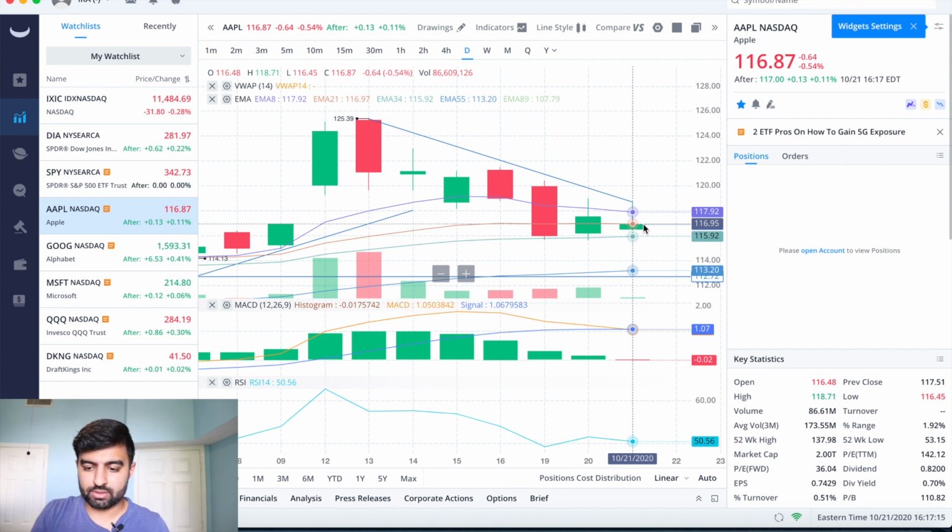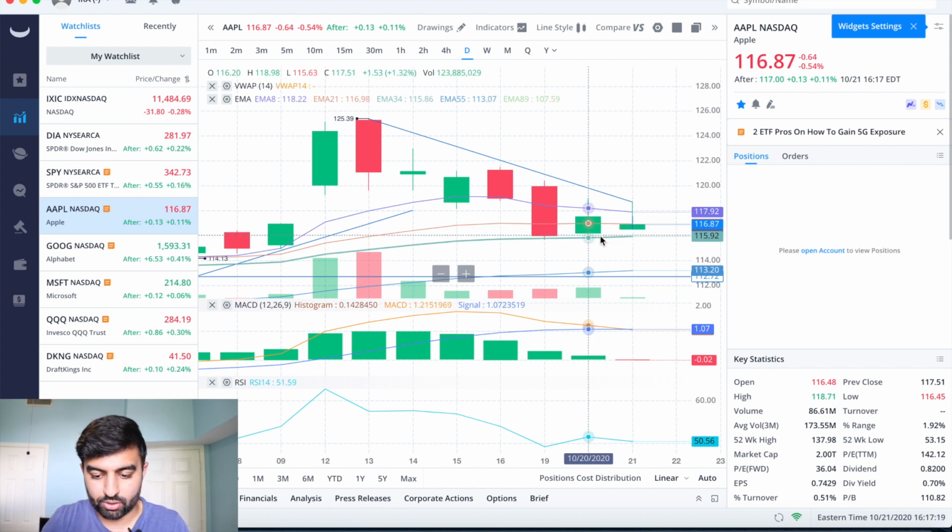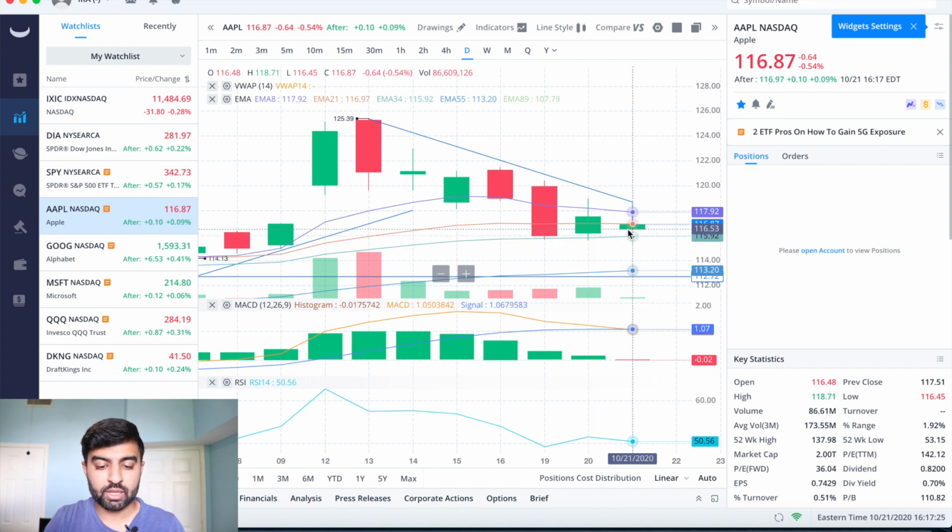The 21 EMA is where we are now, and I think that's generally good support. Yesterday we bounced off of the 34 EMA, which was at 115.86, and our low yesterday was 115.63. Our low today was 116.45, so we didn't go down to the 34 EMA, but I think we do have good support down there at the 34 EMA, which comes in at 115.92.